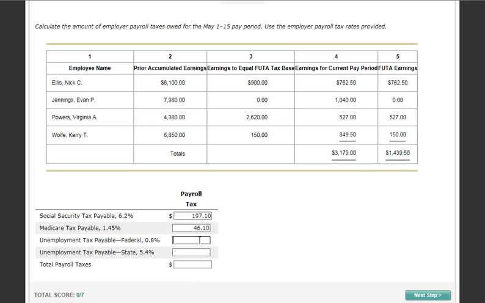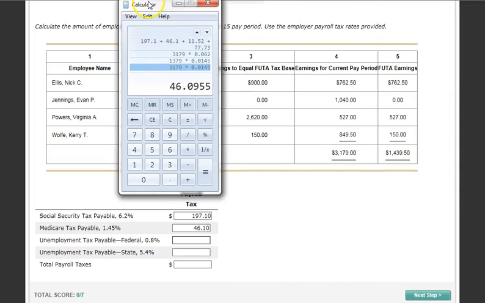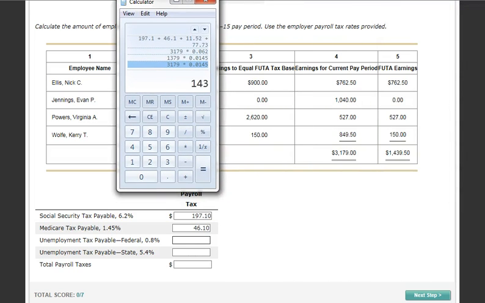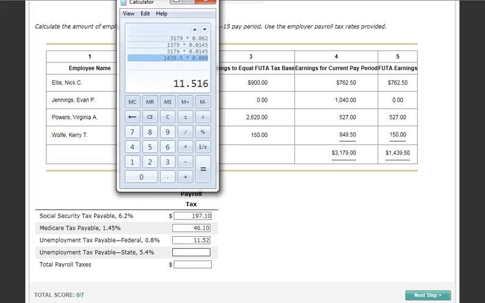Okay, here we have unemployment tax payable. We're going to take this number and do our multiplication. What is that number? 1439.50 times, now I need to move that decimal 2 places, so 0.008, $11.52. And unemployment tax again, so we're using the same number times 0.054, 77.73.